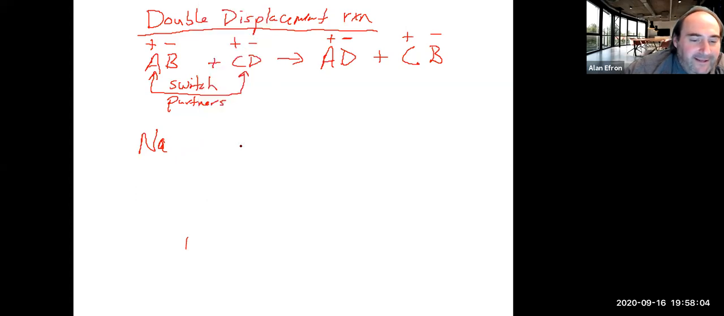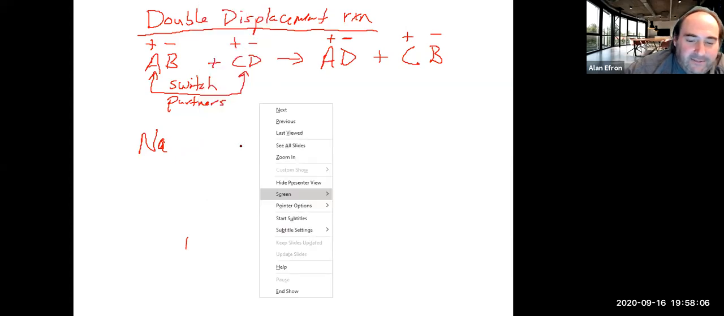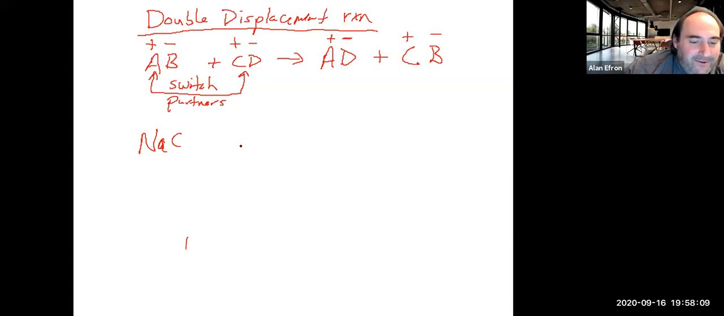If you take something like sodium chloride, which I think is what I was trying to spit out there badly, take sodium chloride plus some silver nitrate. When we look at this, this guy is positive, this guy is negative, this guy is positive, this guy is negative. That meets our criteria of double displacement.